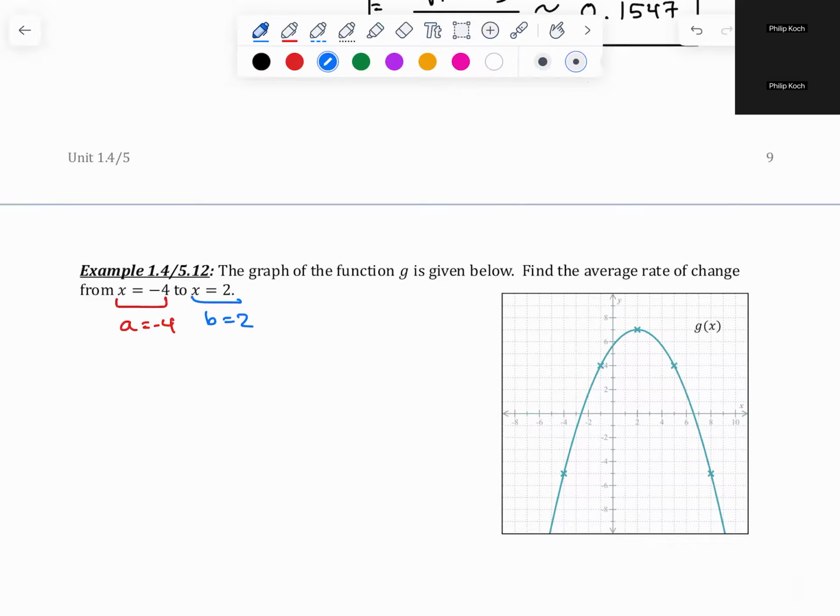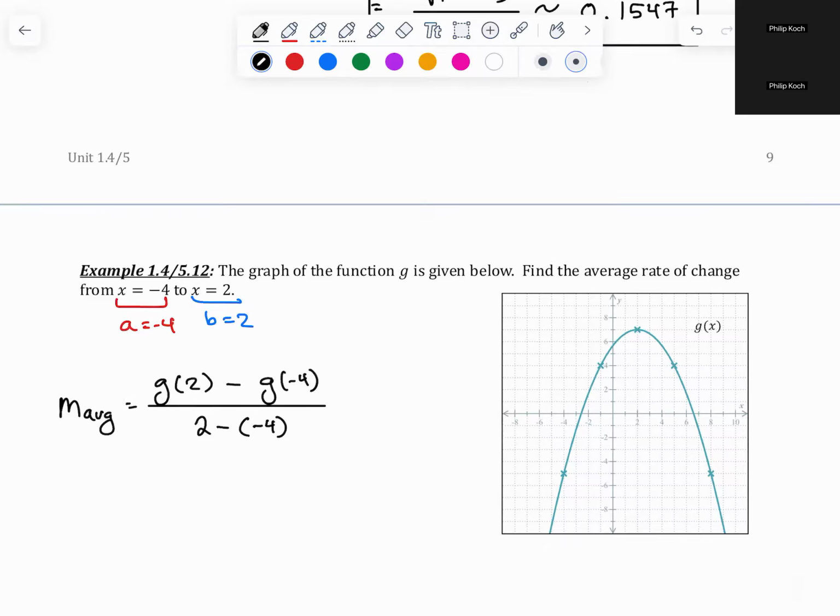Oh no, I don't have the equation. That's not necessary. We have the function. That's half the battle. M sub avg would be equal to, this time we don't have f, we have g. So instead of writing f of b minus f of a, we'll write g of b minus g of a. So it's going to be g of 2 minus g of -4 divided by 2 minus -4. Okay, that's by definition. But we don't have the equation of g, so we have to find g of 2 a different way.